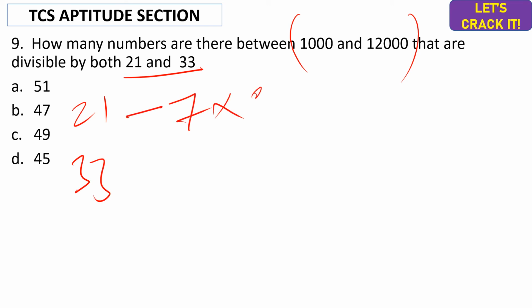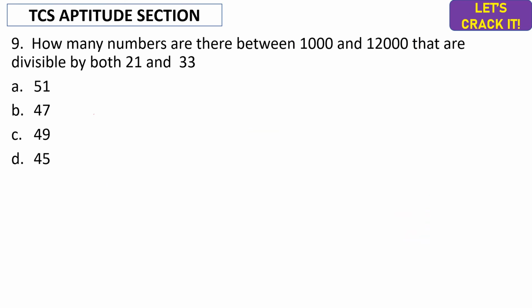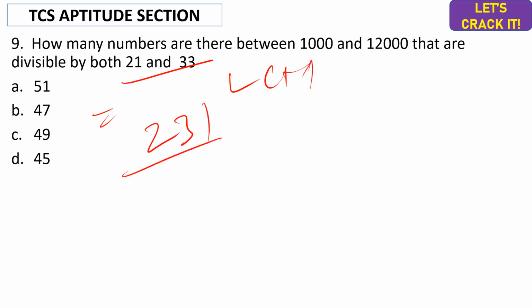So 21 is 7 into 3, 33 is 11 into 3. The LCM can be found by the highest power. The highest power of 3 is 1, 3 power 1, and 7 power 1 into 11 power 1. So I get 7 elevens are 77, 77 into 3, what will be the answer? I get 231. So it is clear until here, right? The LCM of 21 and 33 is 231. So guys, we are fine with this.